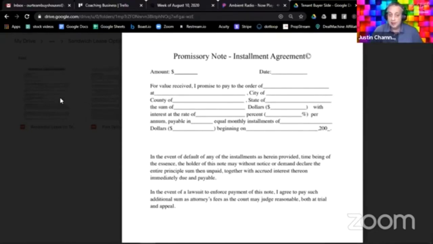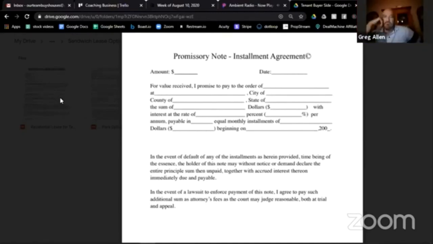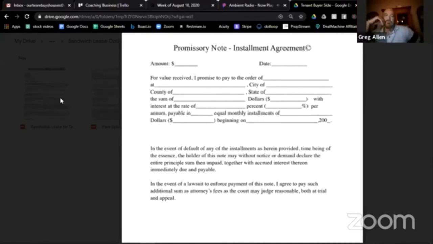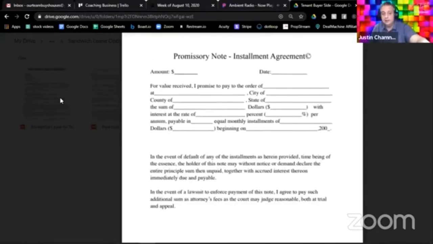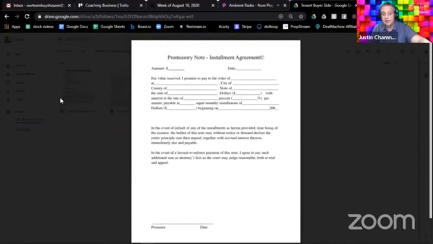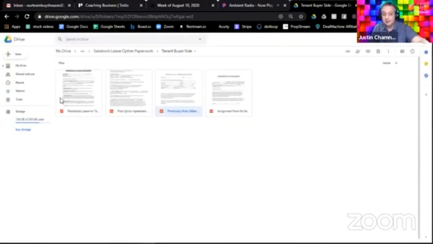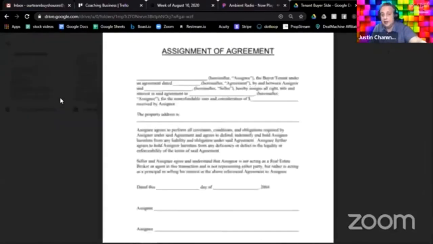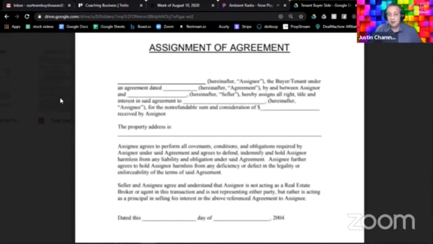Then I'm going to set him up on an installment agreement, or I will use a promissory note, which is what it is right here. So just so you have a promissory note. And you can sign it down here at the bottom. That's where the tenant buyer would sign it, by the way. Now another document here that you're going to need is an assignment agreement.